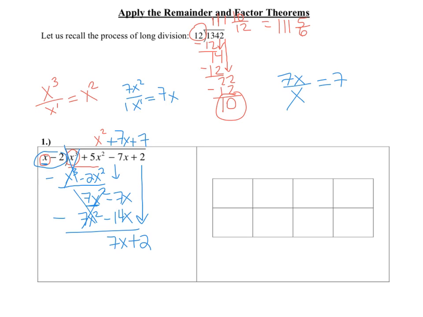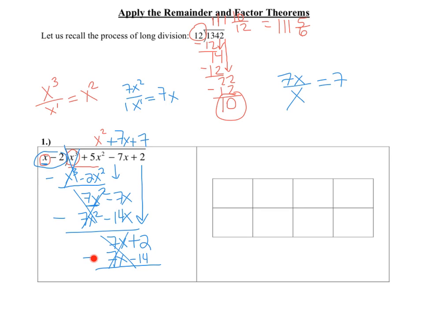So again, I took 7x divided by x and got 7. So I put my 7 up here, and I'm going to take this times each term of the divisor. 7 times x, 7x. 7 times negative 2, so negative 14. And now I subtract. So 7x minus 7x is 0. They're eliminated, so that was another checkpoint. Eliminated the furthest to the left place value column.